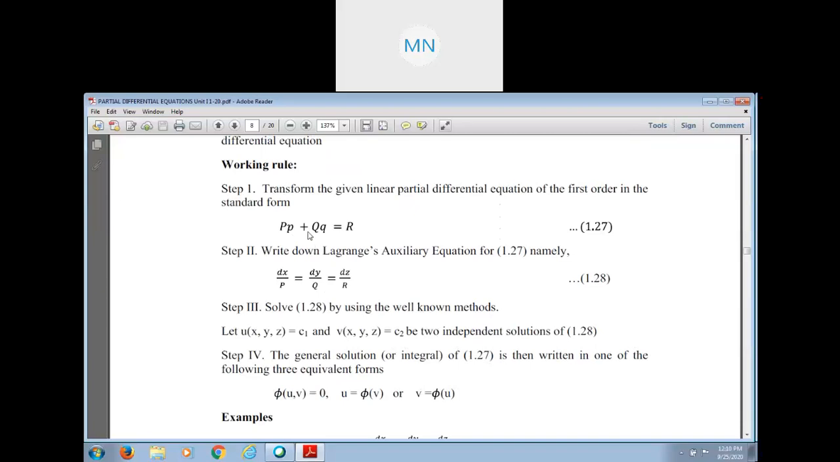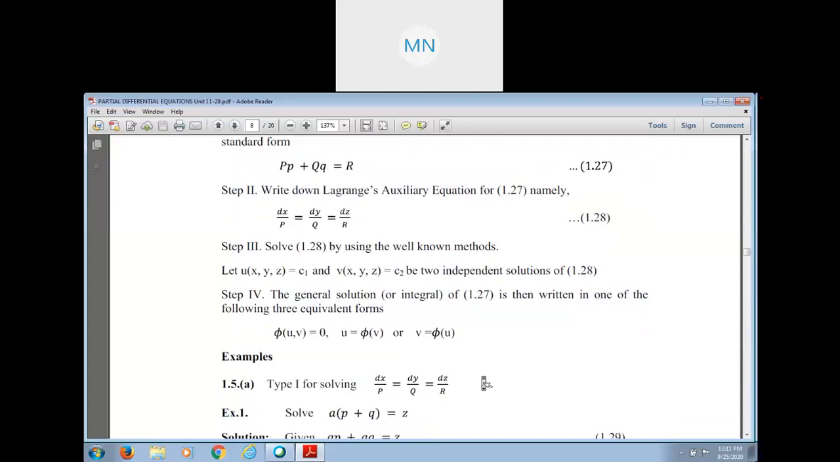The general solution of this one is written in one of the following three equivalent forms. Phi of u, v equals 0, then u equals phi of v and v equals phi of u. That means you have to integrate to obtain the general solution. See an example, then it will be clear.